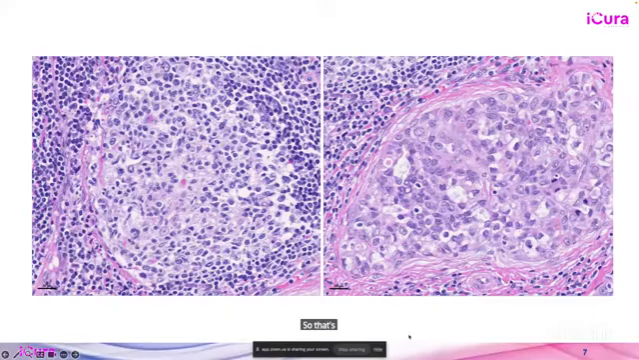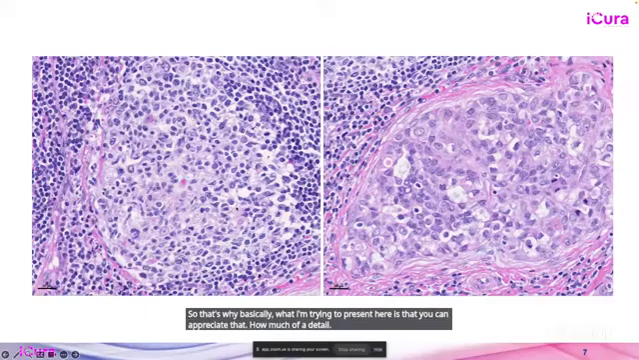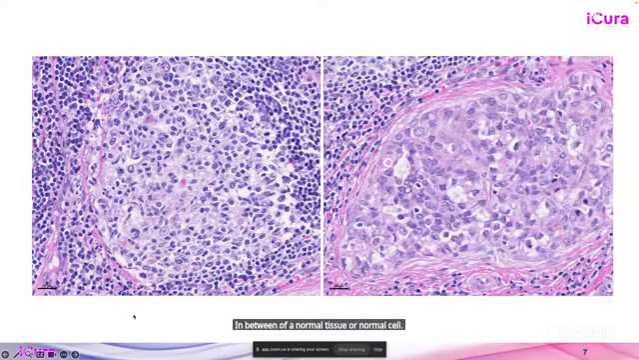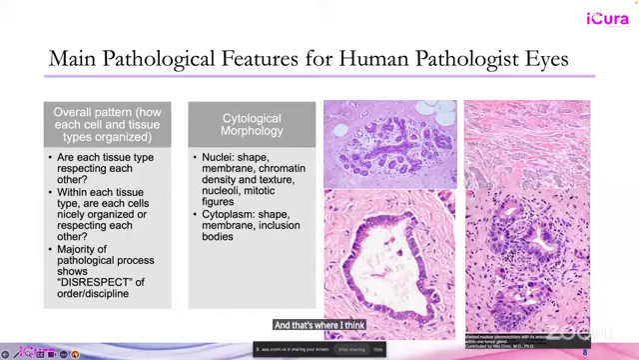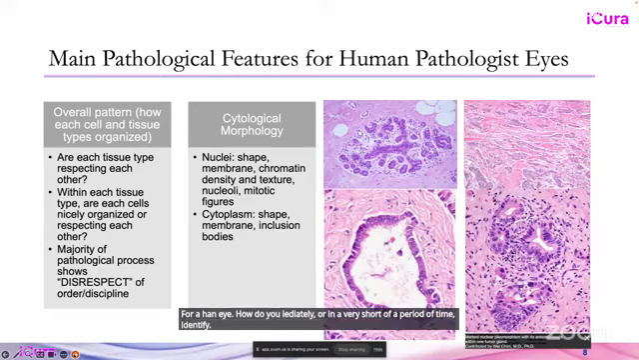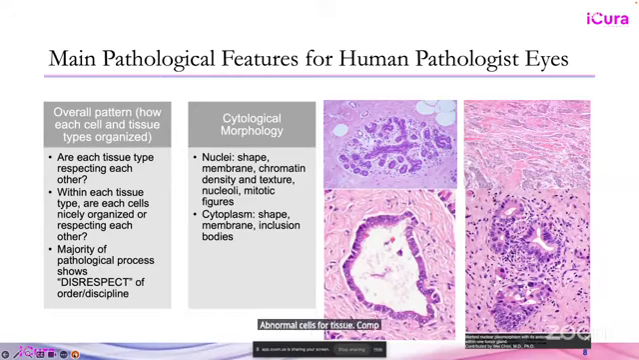So basically, what I'm trying to present here is that you can appreciate how much detail there is between a normal tissue or normal cell compared to a malignant or diseased cell. And that's where AI and digital pathology has to resolve, which actually has not been doing a very good job yet. In this particular slide, I want to present the main ideas: for a human eye, how do you immediately, in a very short period of time, identify abnormal cells or tissue compared with the normal ones?